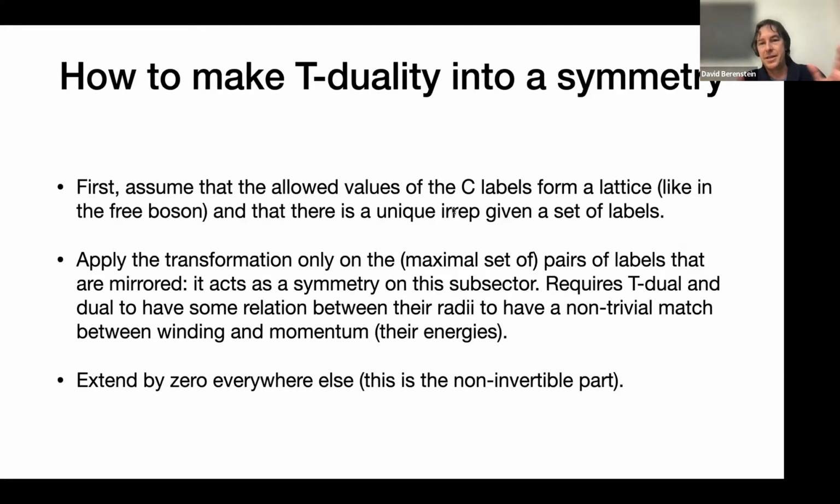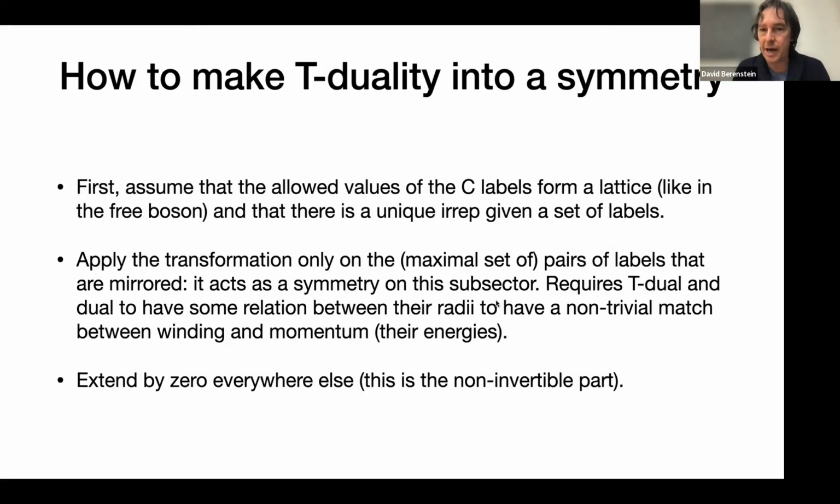I'm going to assume that C is about as similar as it gets to this free boson, or to the X's and P's, so that the C labels form a lattice, and that there's a unique irreducible given a set of labels. And then, as I said, I apply the transformation that I would usually call T-duality only on the maximal set of labels that are mirrored, meaning that the left-moving momentum and the right-moving momentum, or the momentum and winding, can be swapped.